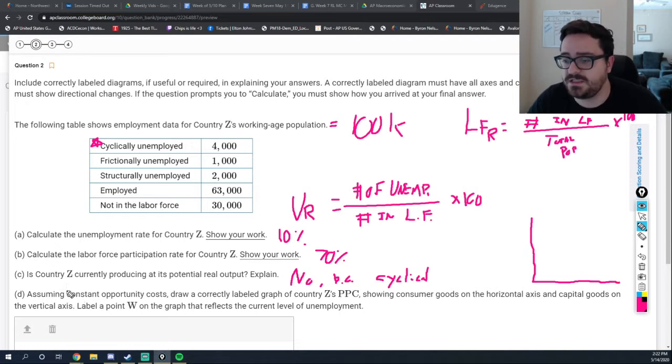So it says constant opportunity costs. That is important. They might have taken off a point for this. I'm not sure if they did on this exam or not. But constant opportunity costs, based on yesterday's video, my graph should look like that. That is meant to be a straight line with no hiccups.